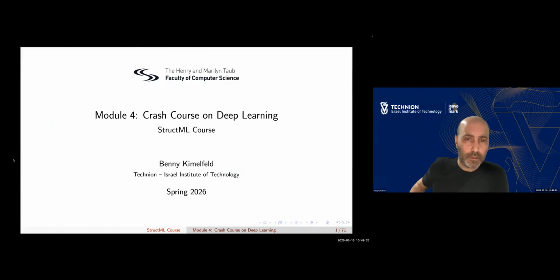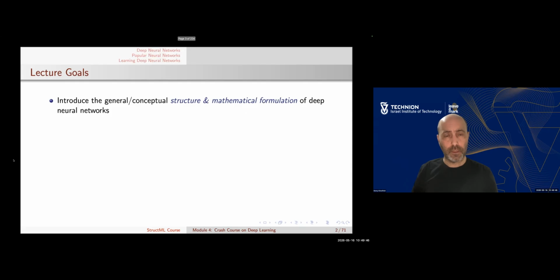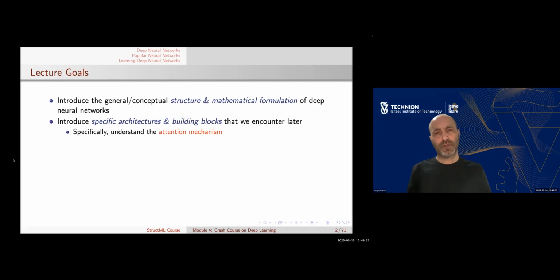So let us start with the front module, where I really give a short crash course on deep learning. Not a full-fledged course, but really just the basics, what we need to understand deep learning over structured data, the things we're going to see later. So we'll first understand the conceptual abstraction, the general idea of deep learning networks, how they're structured and what is the mathematical formulation. Then we're going to look at specific building blocks and architectures with a focus on what we'll encounter later in the course, in the next modules, okay?